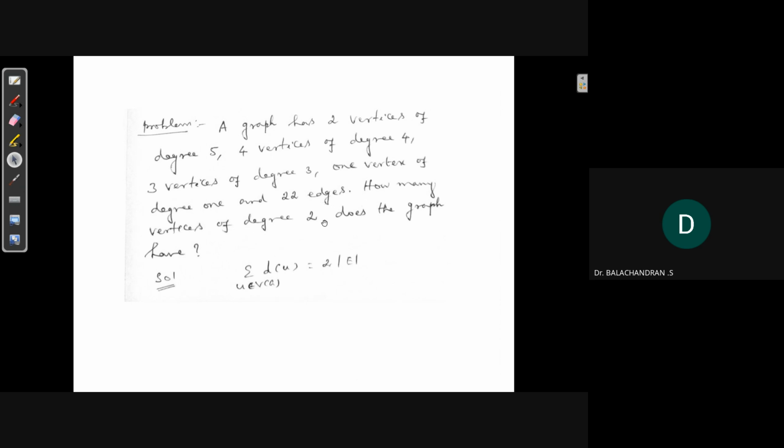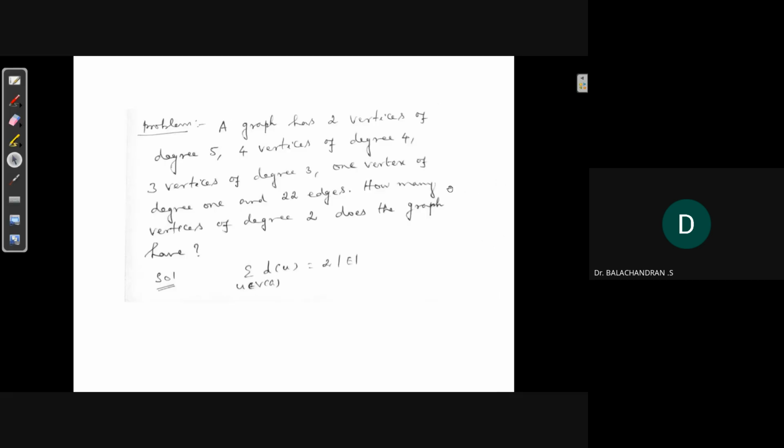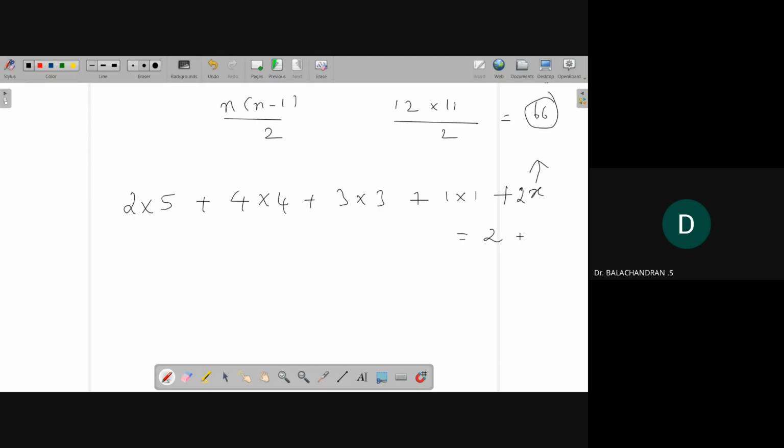How many vertices of degree 2? I don't know, so I'll take 2x. Here x is the number of vertices of degree 2, which is equal to twice what? The number of edges. What is the number of edges? 22. So 2 into 22.